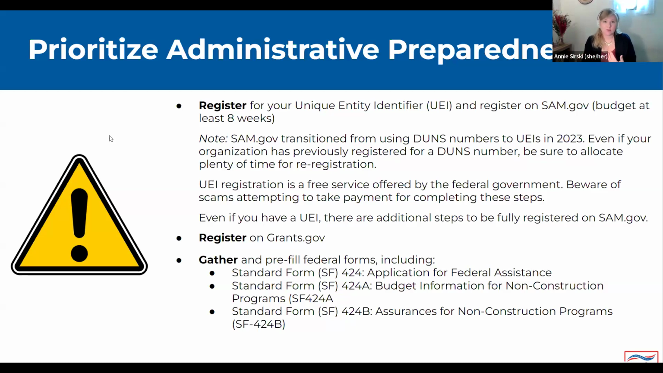This is the standard form, or SF series, and we've listed some here. So 424 is the application, 424A is budget information for non-construction programs, and there are assurances as well. So these may be old familiar for some of folks on the call, but they are complicated. And so before this application releases, now is a really good time to get your ducks in a row administratively.